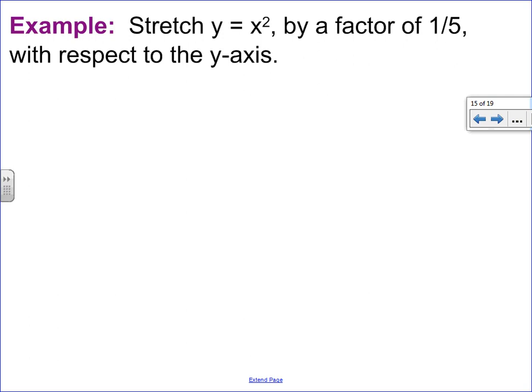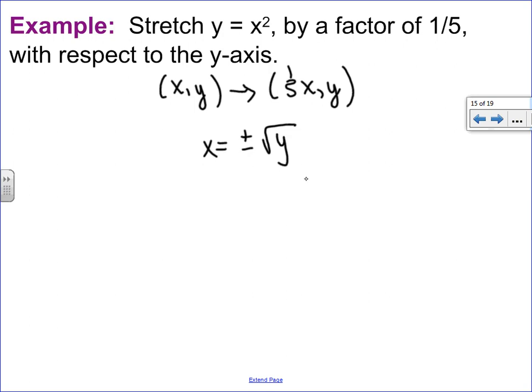Let's see what happens when I do this horizontally by a factor of 1/5. Again, horizontal stretch by a factor of 1/5 with respect to the y-axis. So in my mapping notation, all of my x values will be 1/5 the size. Since I'm only impacting my x values, I want to go back to that x equals equation, and I want to make them all 1/5 the size. So I multiply all of my x values by 1/5.